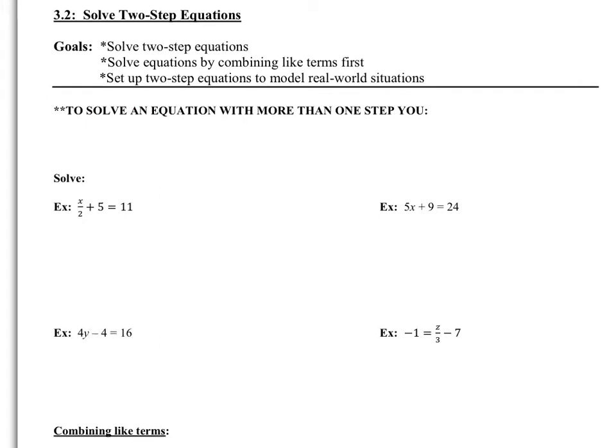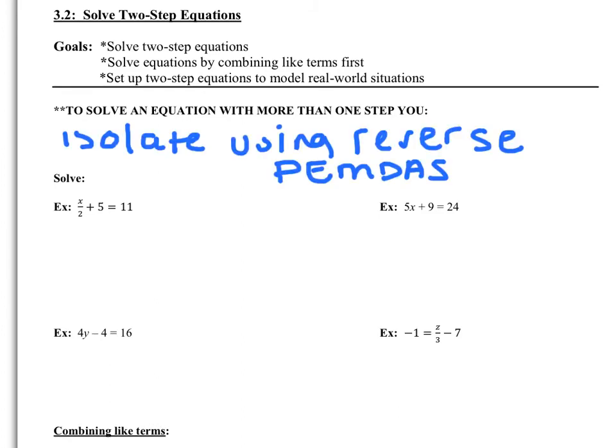If you have an equation with more than one step, you isolate the variable using reverse PEMDAS. So what this would mean is that if you have addition or subtraction first, you would undo it before you undid multiplication or division. If you look at our first example, x is being divided by 2 and being added by 5. So if you go in reverse PEMDAS, you would undo the addition before the division.